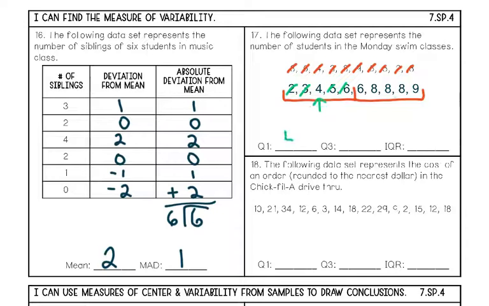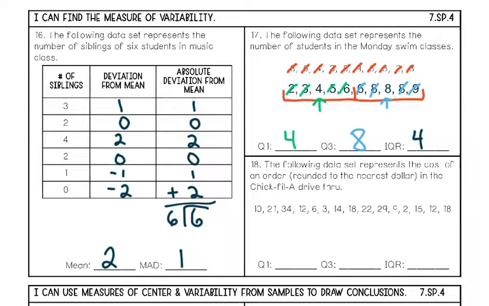So that's Q1. And then Q3, I'm going to find the exact same way. So I see that Q3 is 8. The IQR is the interquartile range, the difference between Q3 and Q1. 8 minus 4 is 4. So that's the IQR. For question 18, we're going to do the same thing.